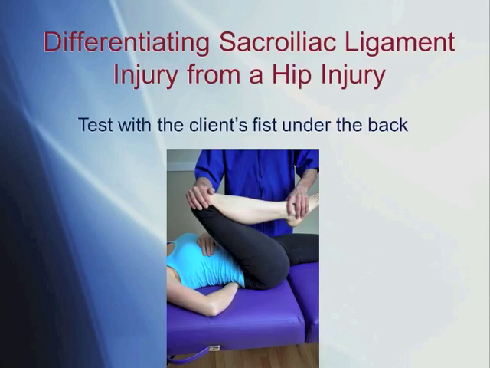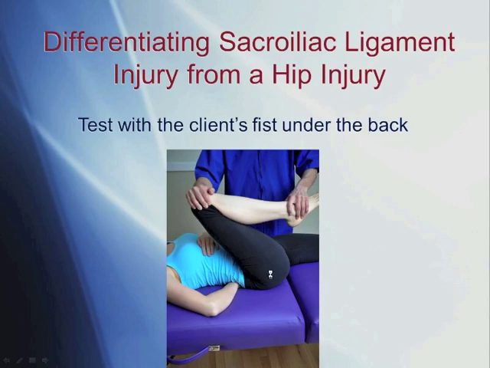So here's a picture of what I was talking about before to make sure it's not a hip injury. Just to review that, when you're doing flexion and medial rotation, you put the fist under the back if they have pain in their back when you do this particular test. It prevents the back from going into flexion.